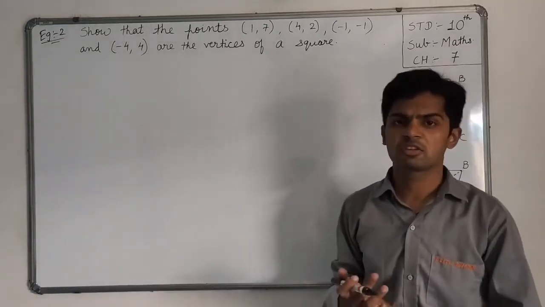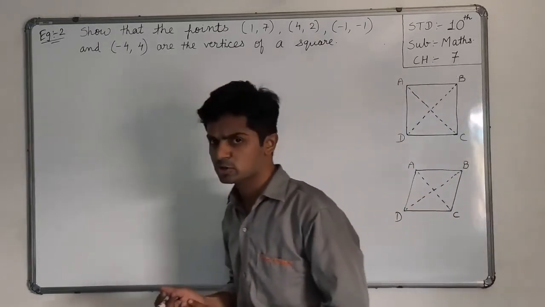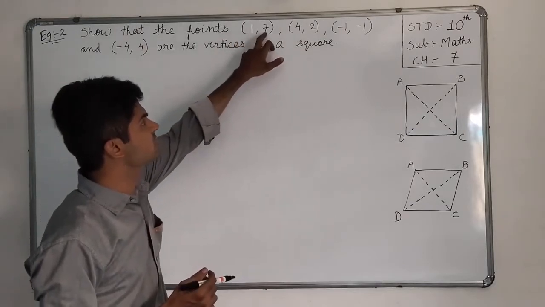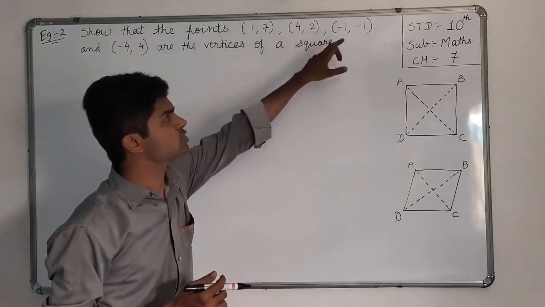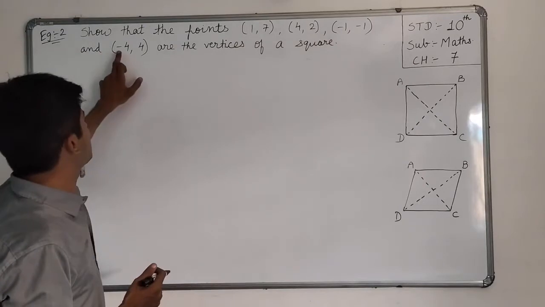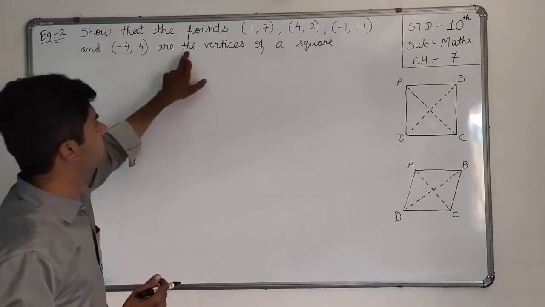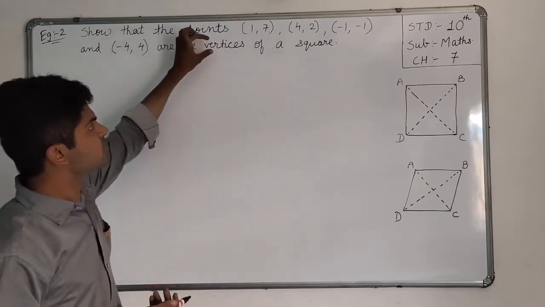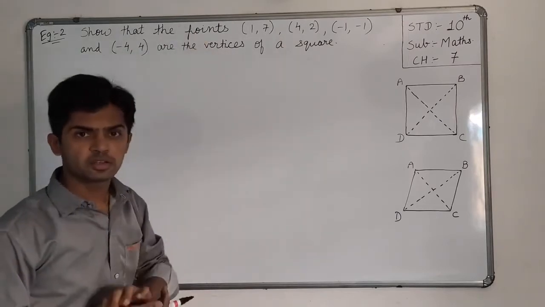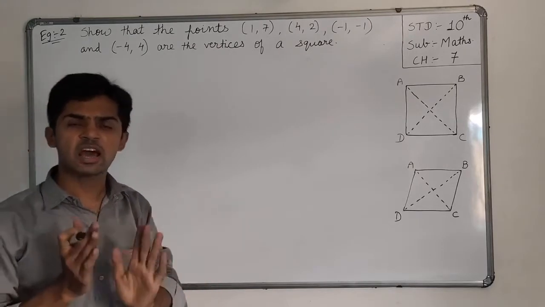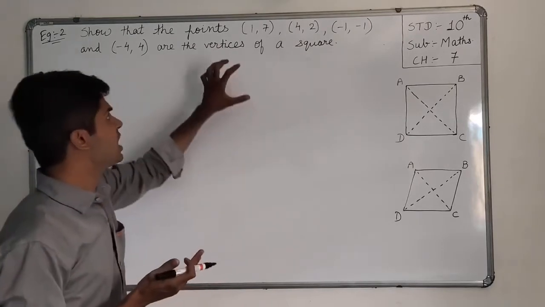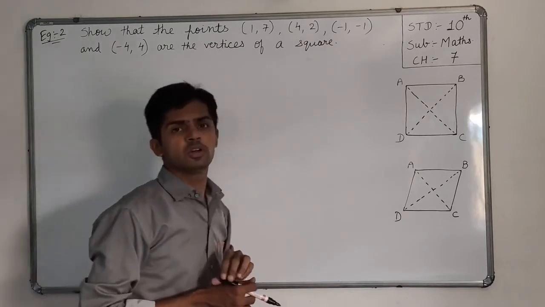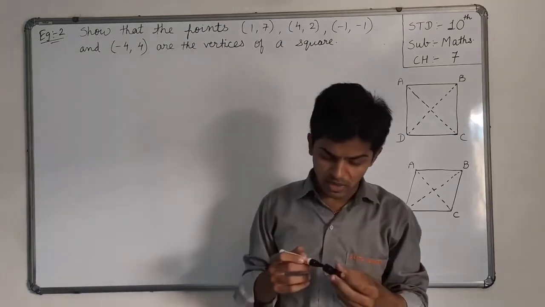Okay, so now let us start with our second example of NCERT textbook. Show that the points (1, 7), (4, 2), (-1, -1) and (-4, 4) are the vertices of a square. Vertices means points. It means they are forming a square, and we have to prove that. Now there are two properties of square.